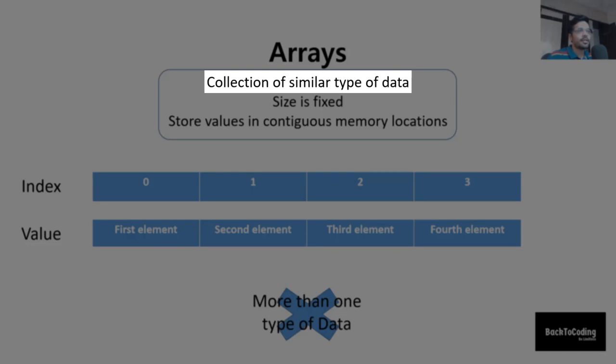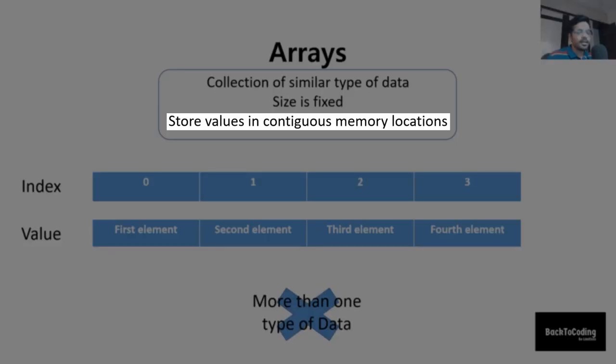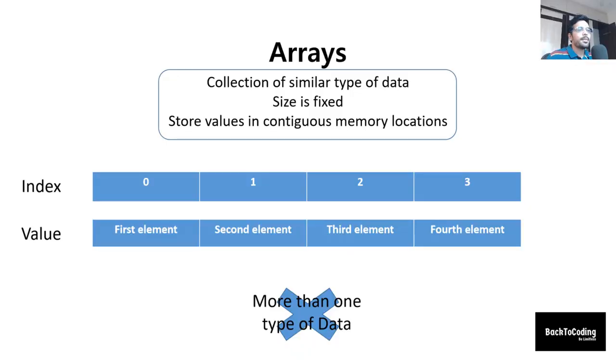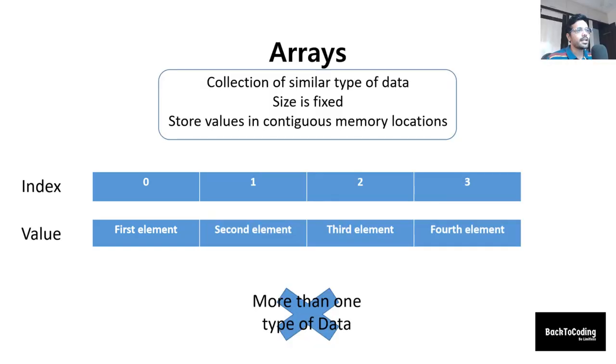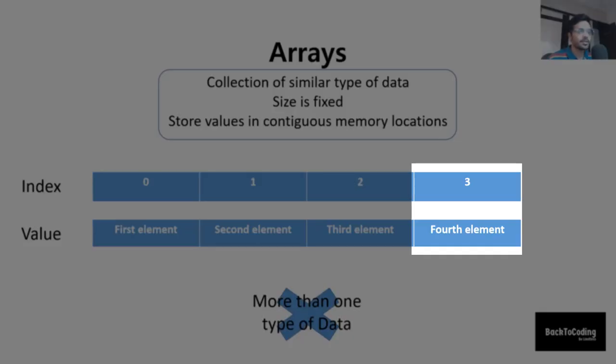An array is a collection of similar type of data. It can be of type int, string, double, etc. The size of an array is fixed and is declared earlier itself. Arrays store values in contiguous memory locations, that is, adjacent locations. The elements are zero-index based, which means the first element is at the 0th index position, the second element at the first position, and so on. The last element's position is the size of the array minus 1. That means, let's say you have declared an array of size 4, then the first element's position is 0 and the last element's position is 3, that is 4 minus 1.